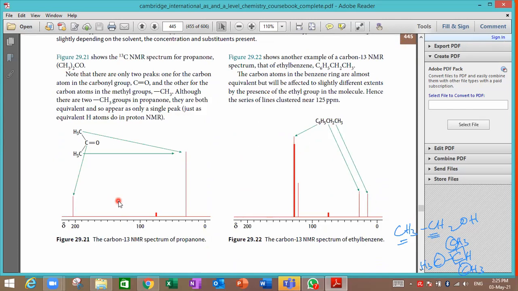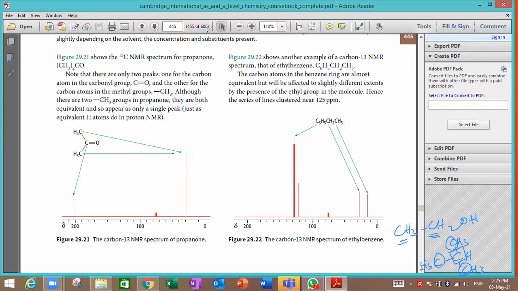For example, it says here that we have 2 carbon-13 NMR spectra, one of them corresponding to a ketone, which is propanone, and the other to C6H5, CH2, CH3. Which one of them is this and which one is that?